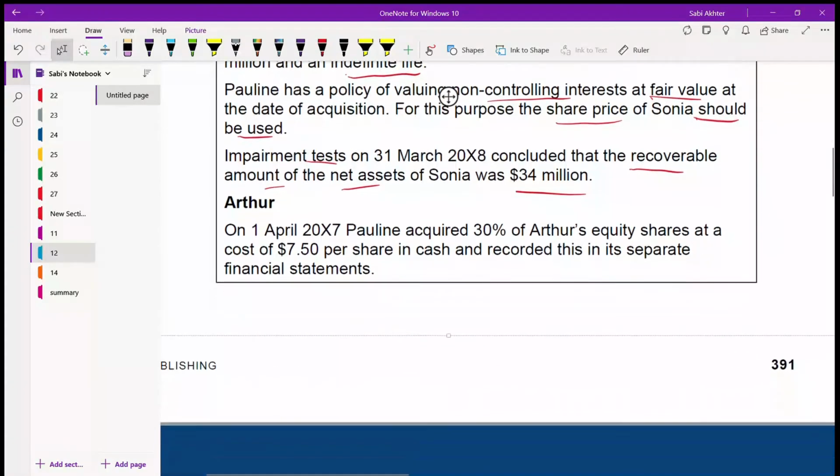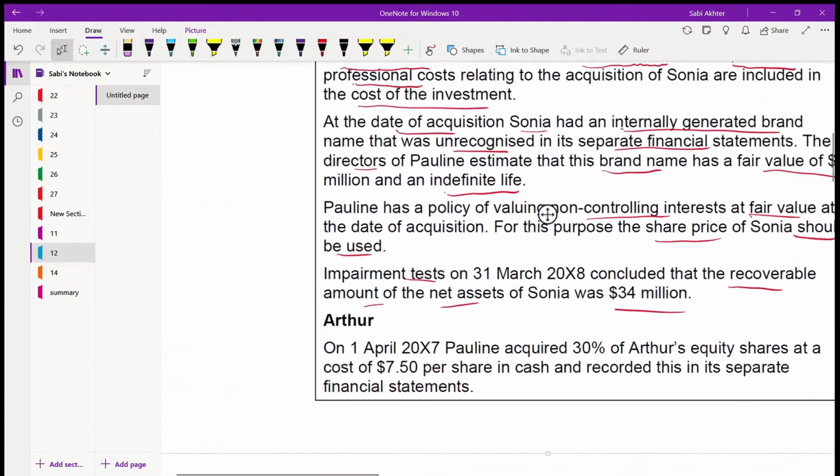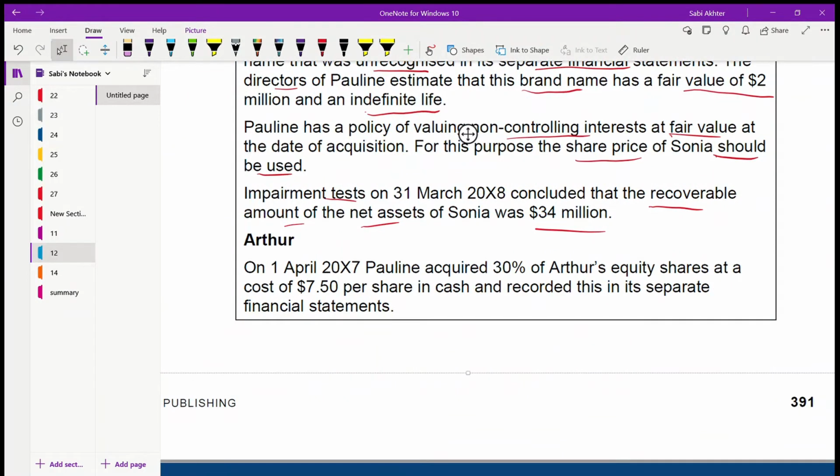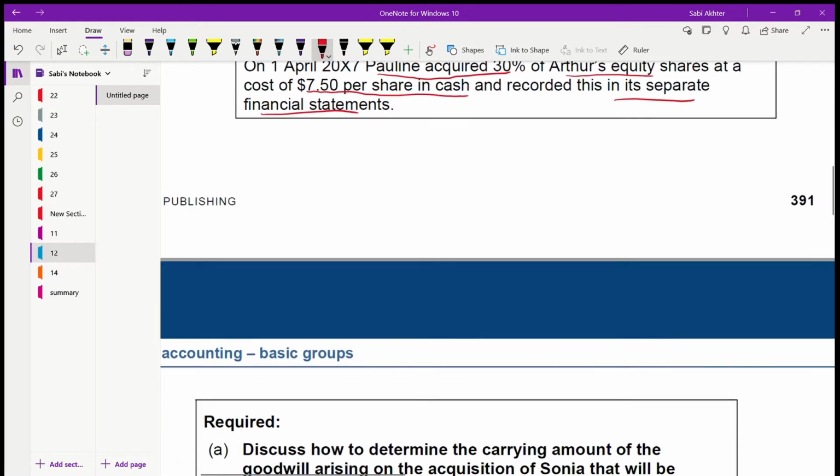Coming to the Akther. On 1st of April 2007, Polo acquired 30% of equity shares at a cost of 7.5 per share in cash and recorded this in a separate financial statement. That means this is not a subsidiary, this is an associate.